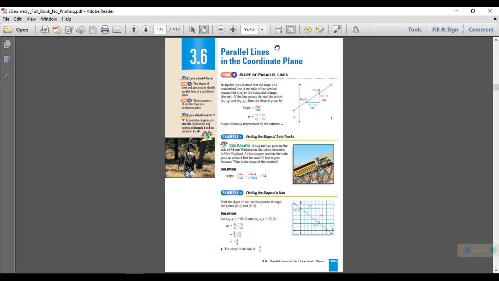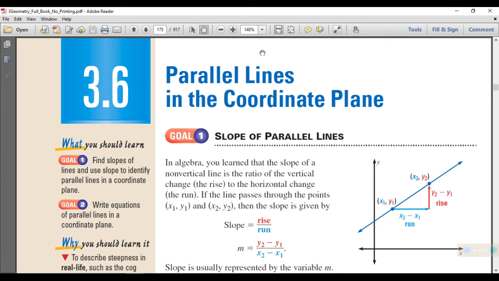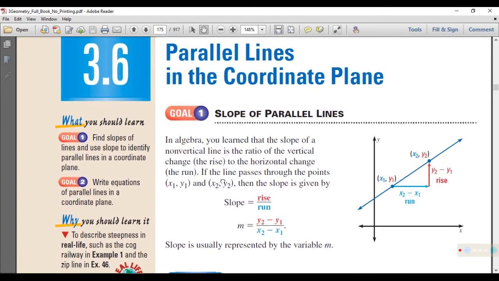Ayun, oo. Parallel lines in coordinate plane. We will be starting with section 3.6. Di ko muna ikakat yung video, diretso tayo. So, parallel lines in the coordinate plane. We will start with slope of parallel lines.